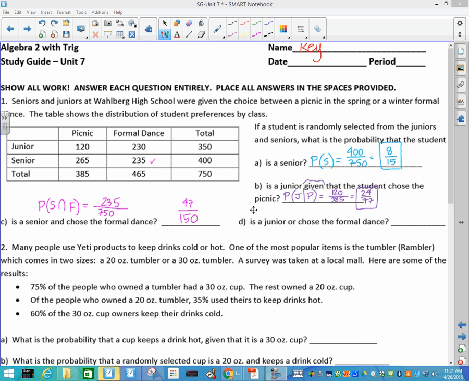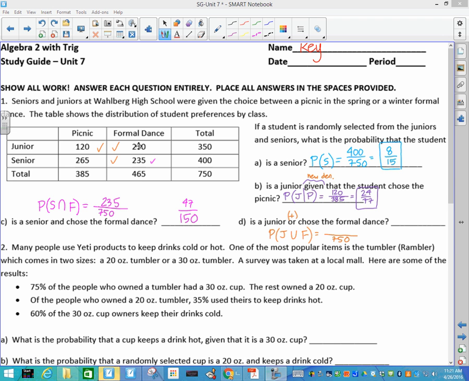Probability that the student is a junior or chose the formal dance. So that would be probability is a junior or chose the formal dance. And if it's or, that's when you're doing the adding, okay? And this one is when you have the new denominator. That's what we talked about when we've done those problems. Okay? So it's not a new denominator, so I'm still going to have 750 on the bottom. But I've got to go find all those people that are juniors or chose the formal dance. So here's a junior and a junior and a formal dance.